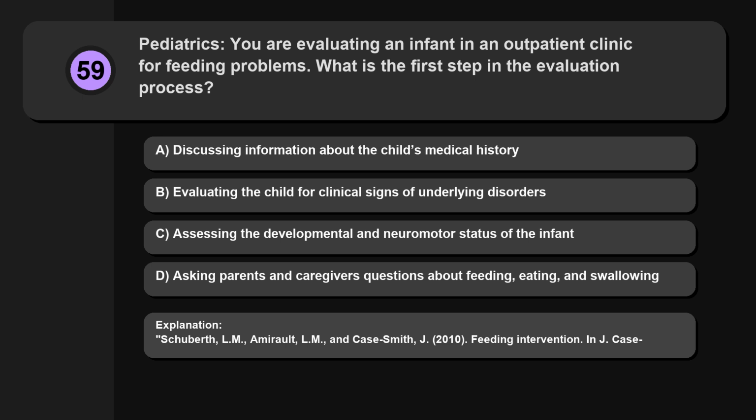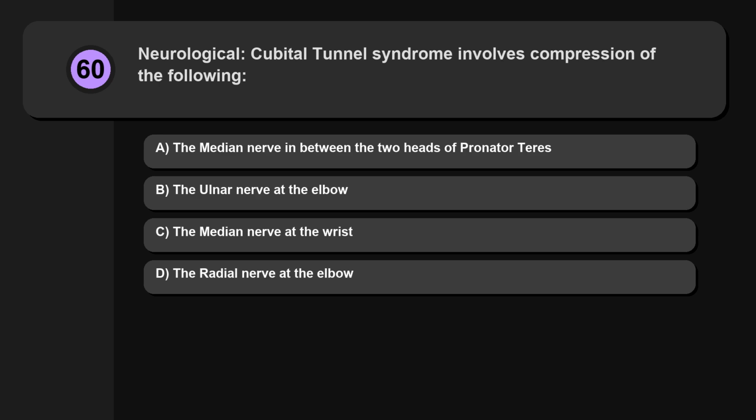Schuberth, L.M., Amaral, L.M., and Smith, J., 2010, Feeding Intervention, in J. Case. Question 60. Neurological. Cubital tunnel syndrome involves compression of the following. Option A, the median nerve in between the two heads of pronator teres. Option B, the ulnar nerve at the elbow. Option C, the median nerve at the wrist. Option D, the radial nerve at the elbow.